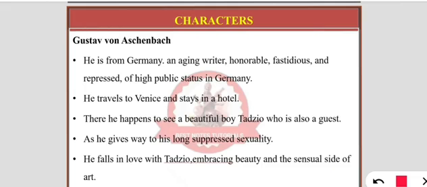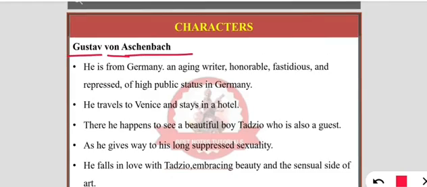Move to the next topic, that is characters of the novel. Here are three characters only. First is the protagonist, second is a boy, and third one is the friend of that boy. So let us start with the first one, that is Gustav von Aschenbach.